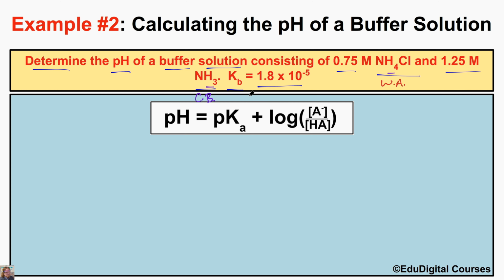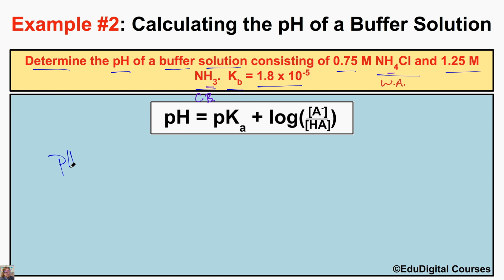You can typically find the Kb value of conjugate bases on a table of some sort. And even if you can't find it in some table, you can calculate it. So let's take a look here. We're asked to determine the pH of a buffer solution consisting of 0.75 molar ammonium chloride and 1.25 molar ammonia. And so this looks like we're going to have to use the Henderson-Hasselbalch equation.